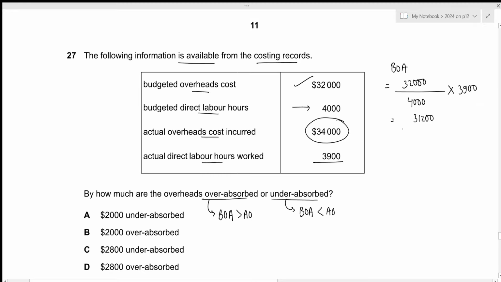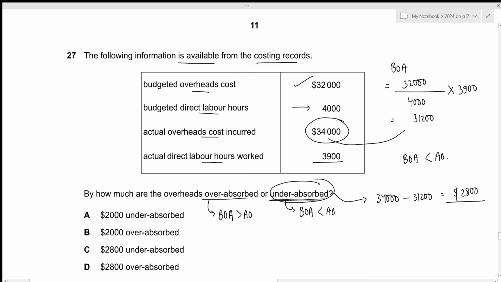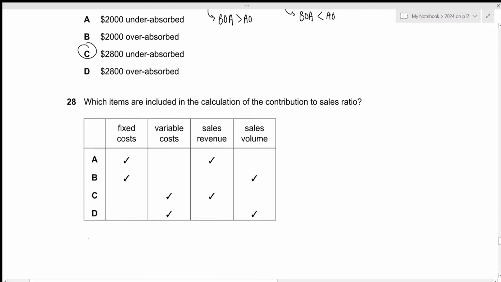Now we need to compare these two values. We can see that the overhead absorbed is less than the actual overhead in this case, which matches the criteria for underabsorption. And the value for underabsorption is just going to be the difference between these two values. So 34,000 minus 31,200. This results in the value of 2,800. So the answer we're looking for is 2,800 underabsorbed, which is given by option C. That's all for the 27th question. Let's move towards the next one.